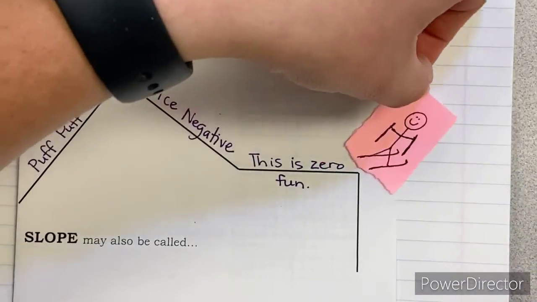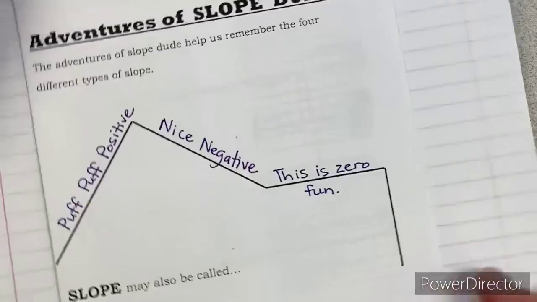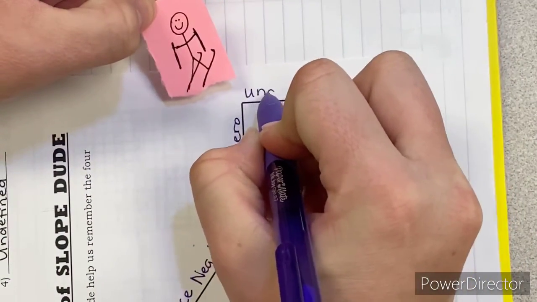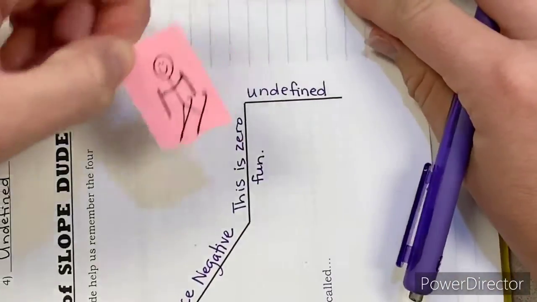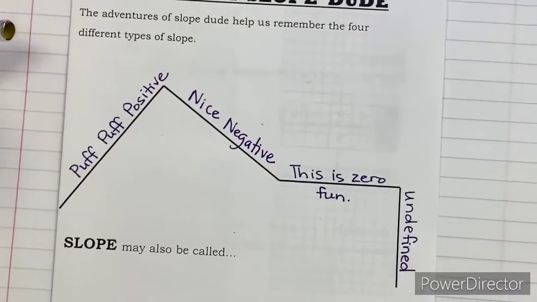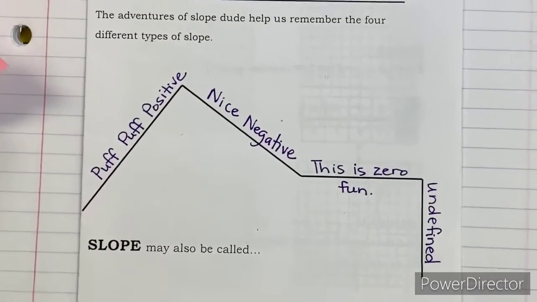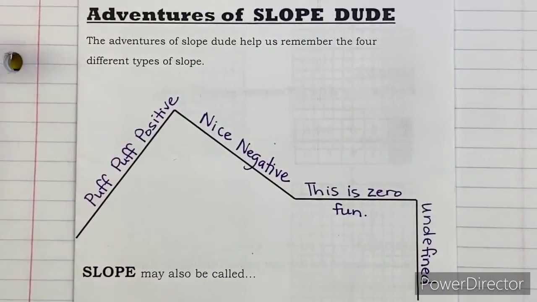And he falls off the cliff yelling the worst curse word in math, which is undefined. So as he's falling down this cliff, he yells, undefined. Okay? And those were the Adventures of Slope Dude. You got the Coach Stecker version instead of the real one, so if you want to, go watch the real one. Just type in Adventures of Slope Dude. 2-minute video. It's worth it.